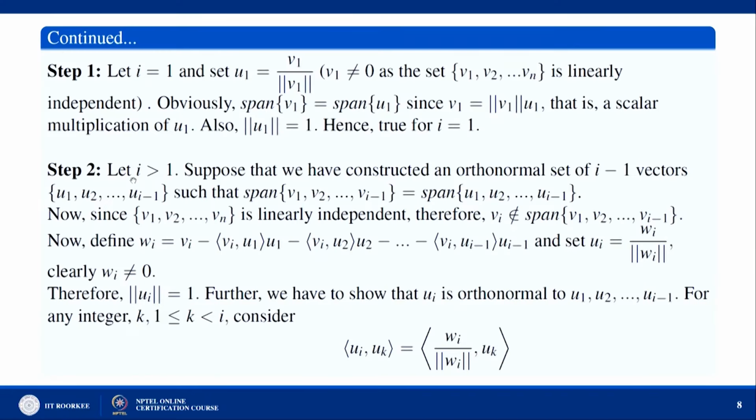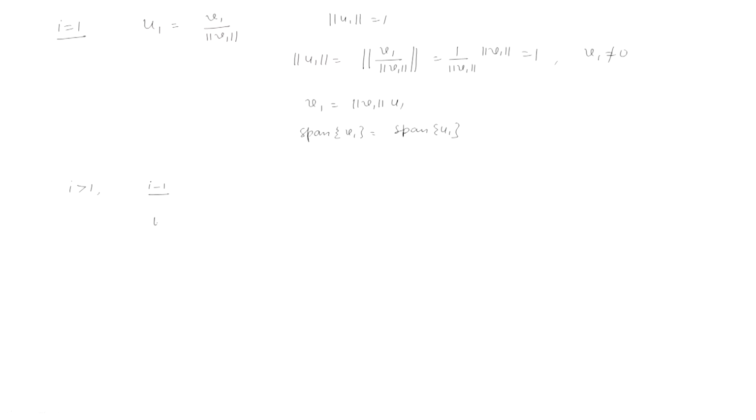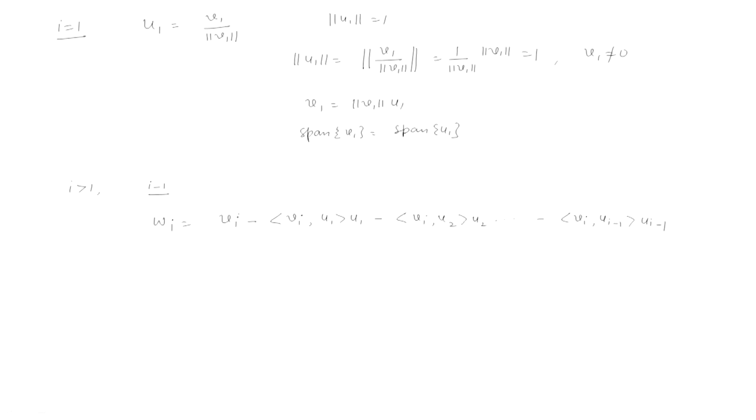Now we define Wi like this: we define Wi as Vi minus the inner product of Vi with U1 times U1, minus the inner product of Vi with U2 times U2, and so on, up to the inner product of Vi with Ui minus 1 times Ui minus 1, because we are considering i minus 1 Ui's. So we ourselves have constructed a Wi satisfying this expression. Now we have set Ui as Wi upon the norm of Wi.